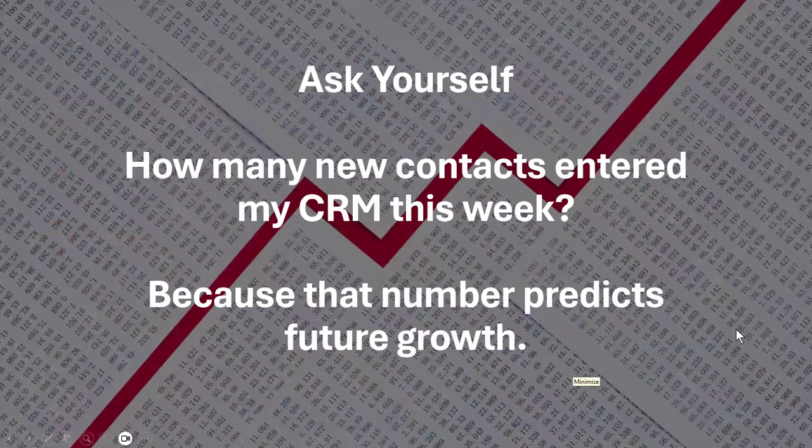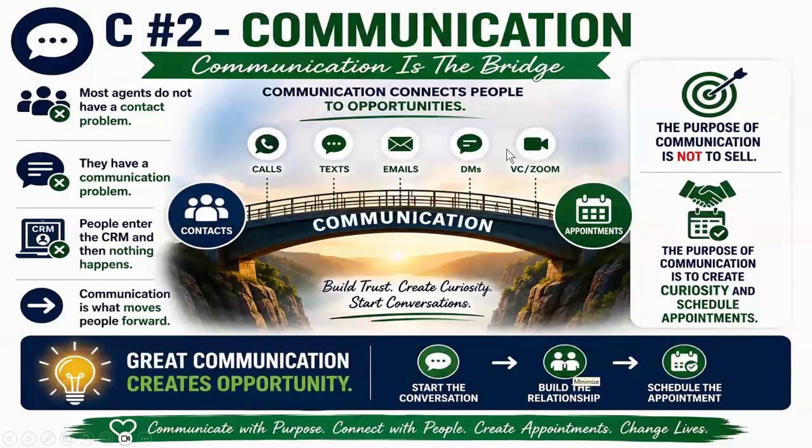So you need to ask yourself, how many new contacts entered in the CRM this week? If it's zero, that's a really bad sign because that number predicts your future growth. If it is zero, don't beat yourself up. Understand, be accountable, go forward, try to build on that. CRM is always hungry. The more contacts, the more money you're going to make. It's not a hard equation to really figure out.